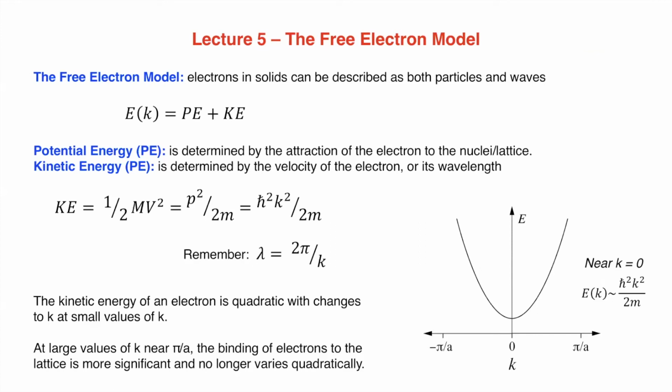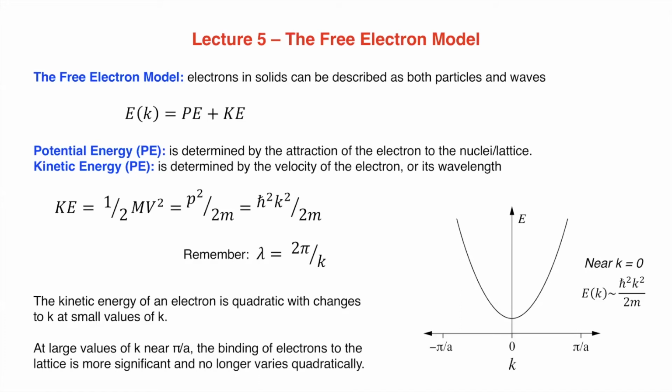So the free electron model treats electrons in solids like they're particles. You can describe the energy of those electrons in terms of their potential energy and their kinetic energy. We're really interested in the kinetic energy. The potential energy piece is really about the ionization energy of the electron. It's sort of like the energy of the electron relative to vacuum when it's at rest. And then the kinetic energy piece is really about the velocity of the electron, or its momentum and its wavelength.